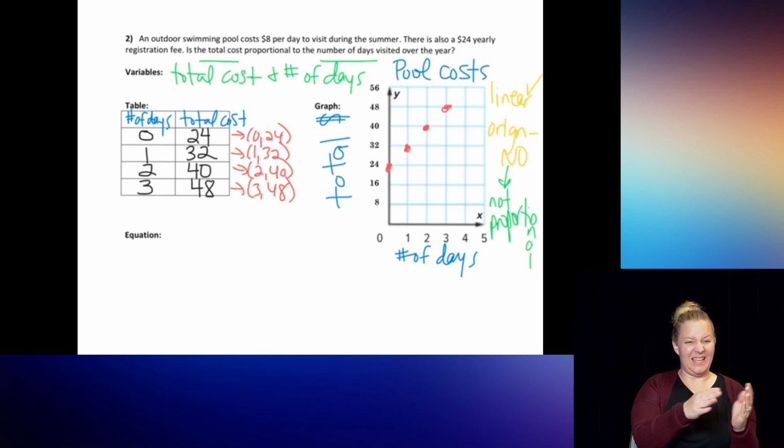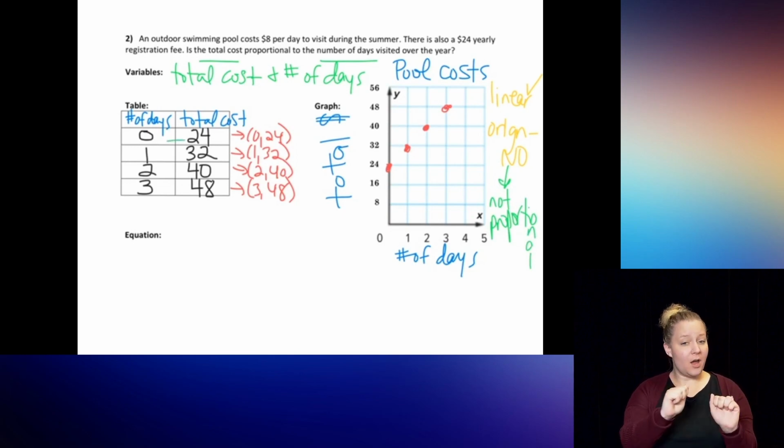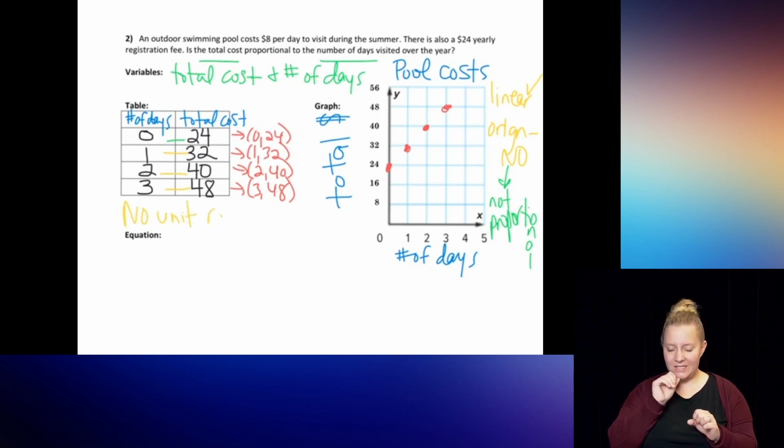We could see that if I tried dividing 24 divided by 0, automatically that doesn't work because we can never divide anything by 0. 32 divided by 1 is 32. 40 divided by 2 is 20, and 48 divided by 3 is 16. So it does not consistently give me a unit rate, so it is not proportional. There's not one consistent unit rate, so it is not proportional.